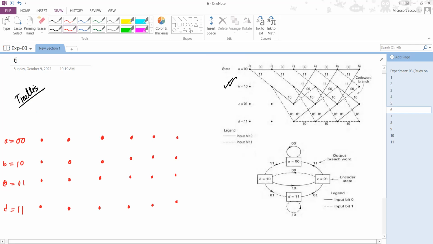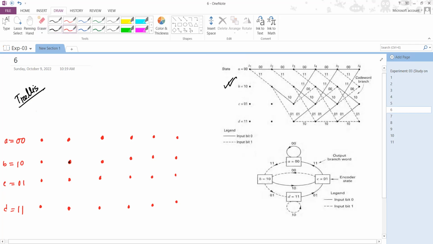Okay, so these dots are nothing but the same state shown. That means this first row of dots represents nothing but the same state, A equal to 0 0. Similarly, the second row represents the state 1 0, and the same goes for state C and state D.